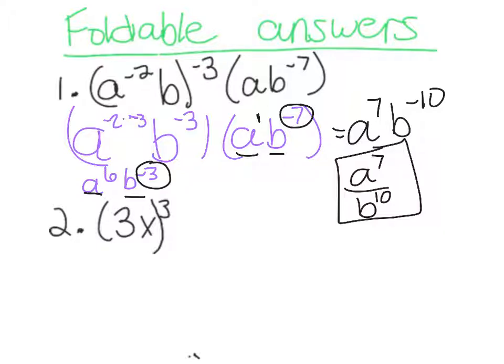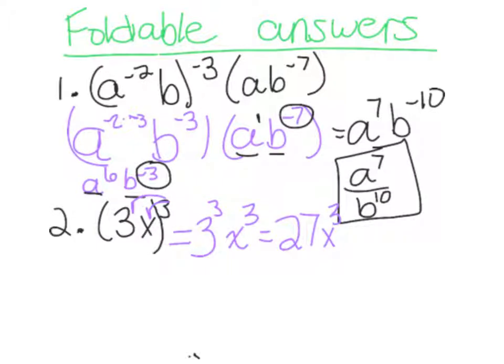For the second one, remember that this 3 is like 3 to the 1st. And this is an x to the 1st. So my 3 gets multiplied by both of those. So 3 to the 3rd and x to the 3rd. And 3 to the 3rd can be simplified to 27. So really your answer should have been 27 x to the 3rd.